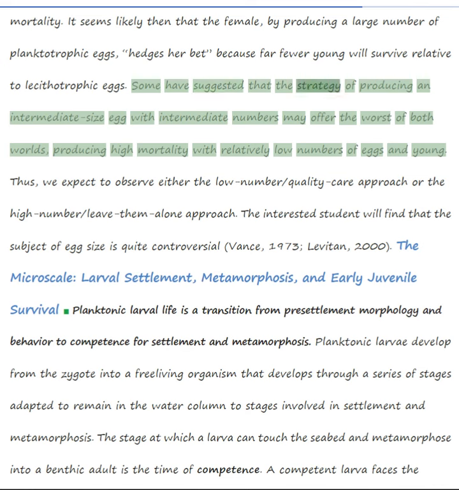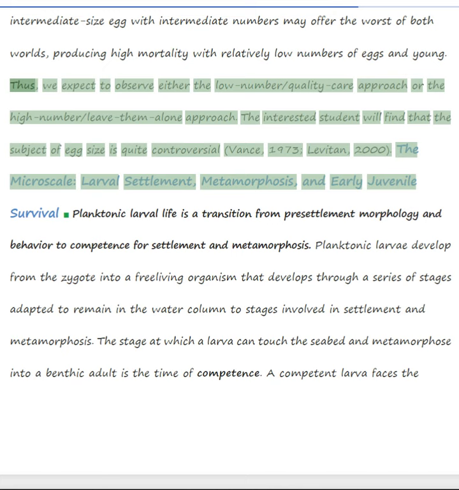Some have suggested that the strategy of producing an intermediate-size egg with intermediate numbers may offer the worst of both worlds, producing high mortality with relatively low numbers of eggs and young. Thus, we expect to observe either the low-number quality care approach or the high-number leave-them-alone approach. The interested student will find that the subject of egg size is quite controversial.